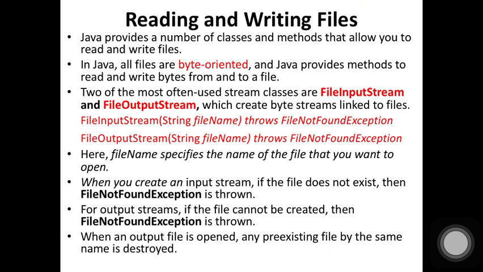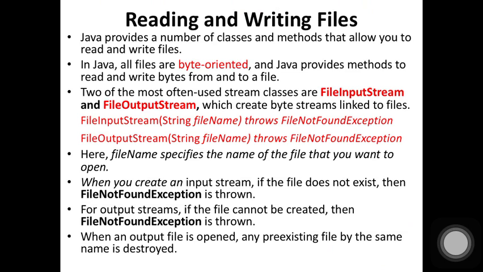FileInputStream needs one string, the file name, and throws FileNotFoundException, and FileOutputStream needs one string, the file name, and also throws FileNotFoundException. The file name specifies the name of the file that you want to open. If you open a file stream by means of FileInputStream, the system opens the file whose name you mention as a string, if it exists. If it does not exist, it raises a file not found exception.